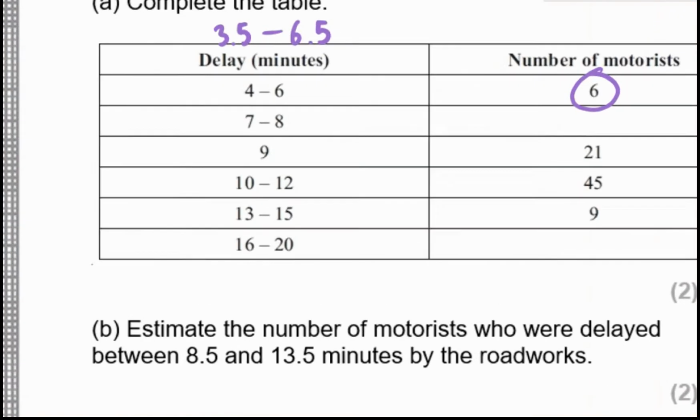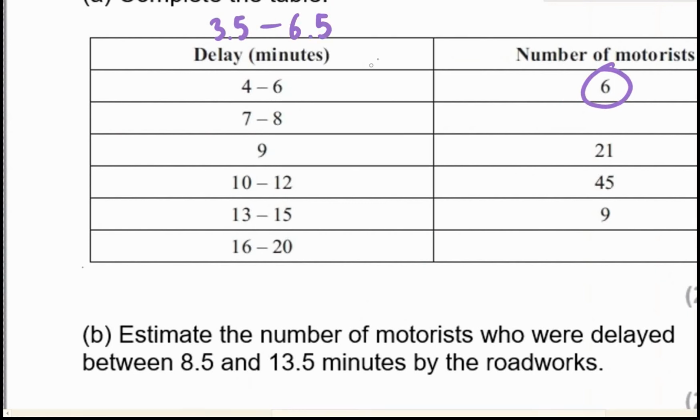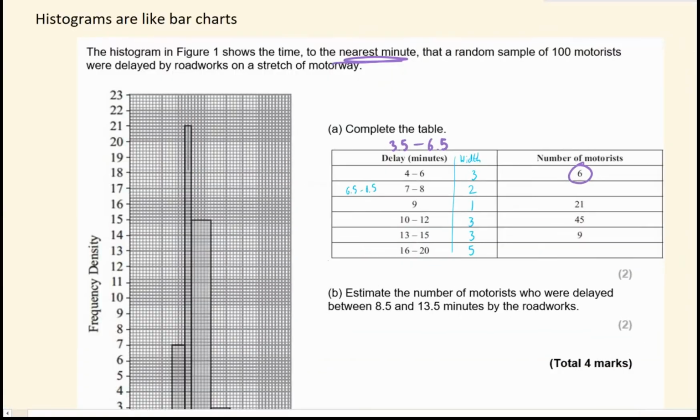Let's actually get an extra column for that. So again, because we've rounded to the nearest whole number, our widths are always slightly bigger. So this isn't 7 to 8, this is actually 6.5 to 8.5. So the width is going to be 2, here it was 3. 9 will have a width of 1, 10 to 12 will be a width of 3, 13 to 15 will be a width of 3, and 16 to 20 will be a width of 5. Okay, again, all comes from bounds.